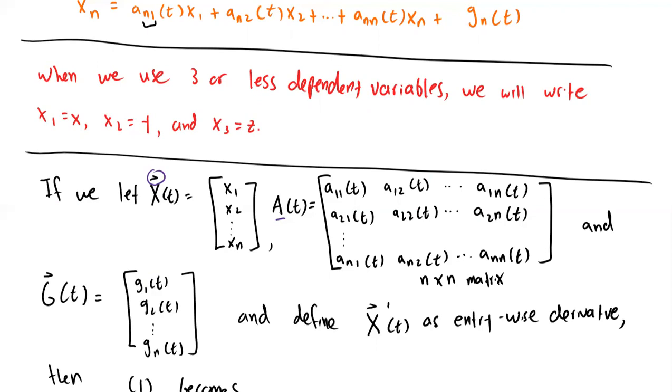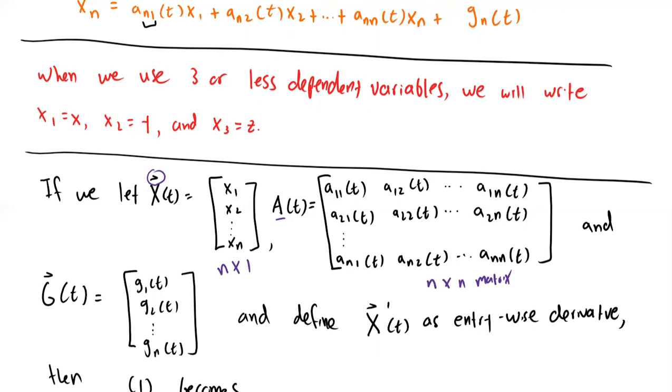Actually, let me do that in a different color just to distinguish it. Let me use purple. Okay. This vector, again, is a matrix, it's only one column. It has n rows, so this is an n by 1.